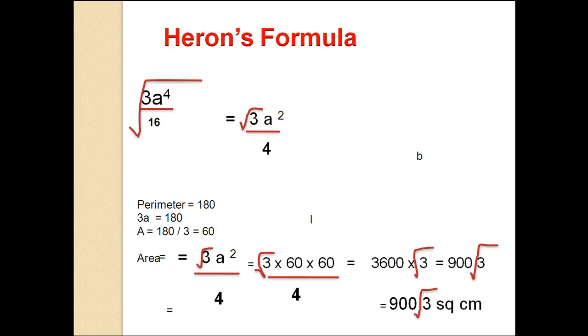Area equal to root 3 a square by 4. That is root 3 into 60 into 60 by 4. That is 3600 into root 3 by 4. That is 900 into root 3. That is 900 into root 3 square centimeters.